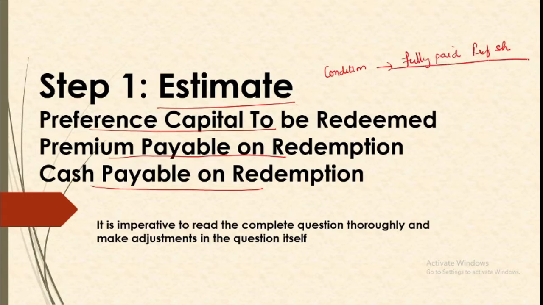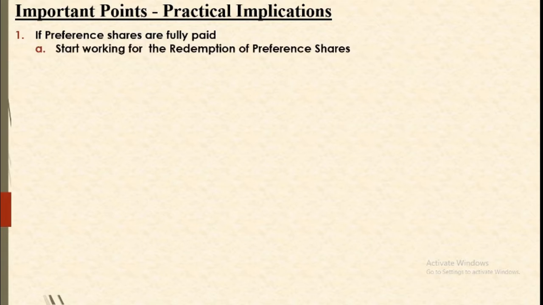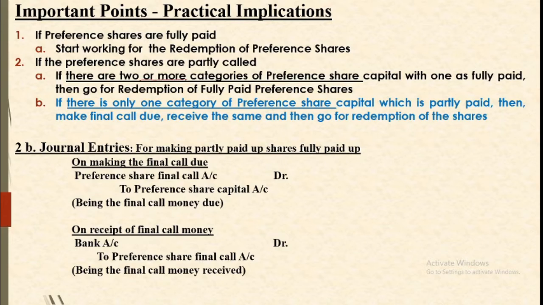If your shares are partly called, we'll have to make them fully called by making the final call due. The practical implication is that if your preference shares are fully paid, you can directly start working for the redemption, that is, start making estimates and then move on to the next step. If you are given two or more categories of preference shares, one fully paid and another partly paid, then we'll go for redemption of the fully paid shares.